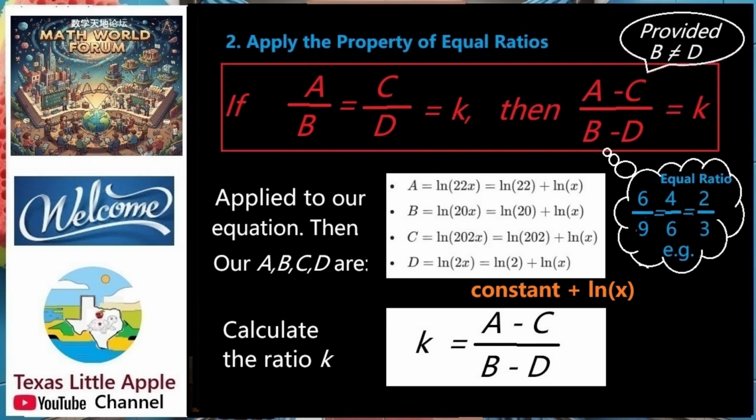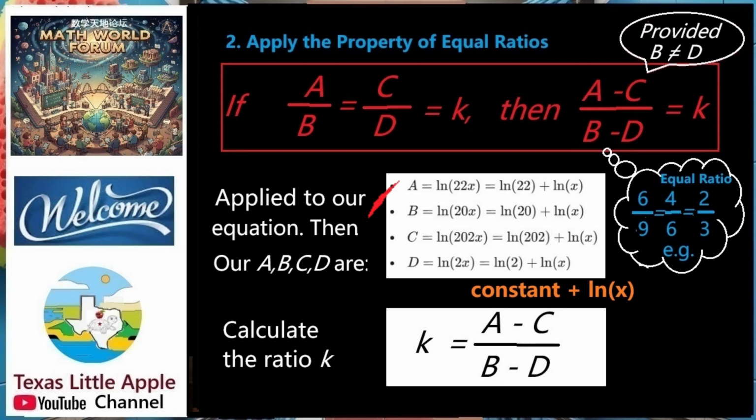Step 2. Apply the property of equal ratios. There is an important property of proportions. If two ratios are equal, then their common value is also equal to the ratio of the difference of their numerators to the difference of their denominators. For example, 6 over 9 is equal to 4 over 6, and the ratio of the difference of their numerators to the difference of their denominators is equal to 2 over 3. Now let's apply this property to our equation.